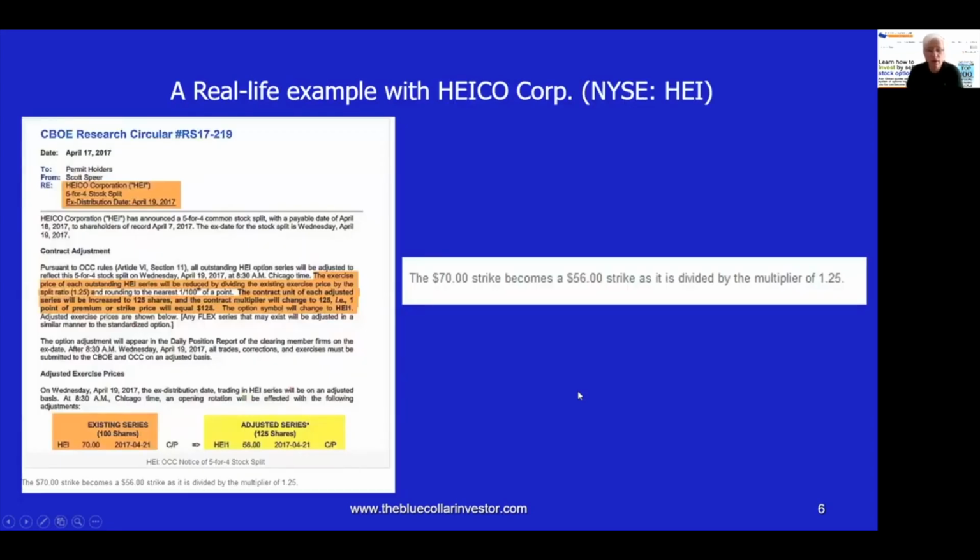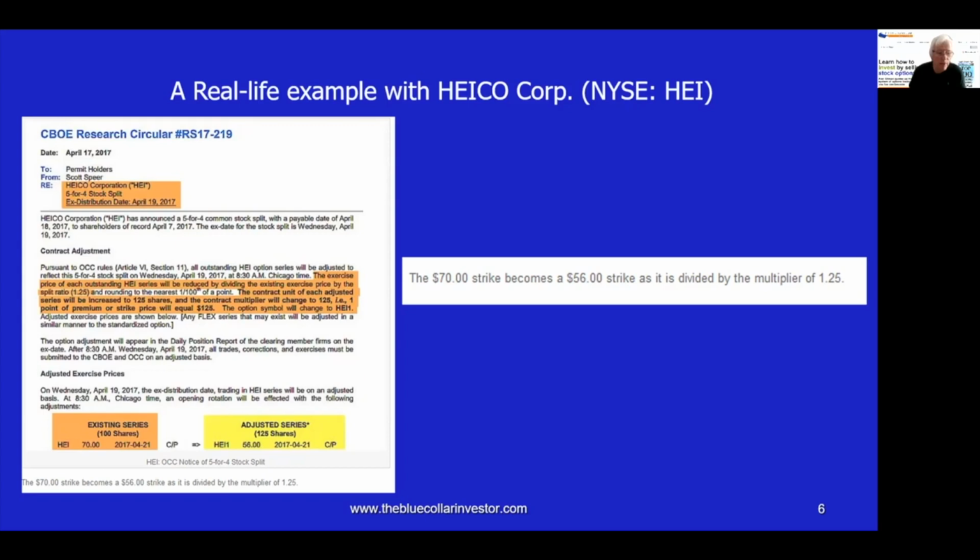Now, a real life example, I'm using Heiko Corp, HEI, and those of you watching, you could see it, and those of you not, I will describe it. It says the ex-distribution date is April 19th. That's the date when these changes in our contracts will take place.